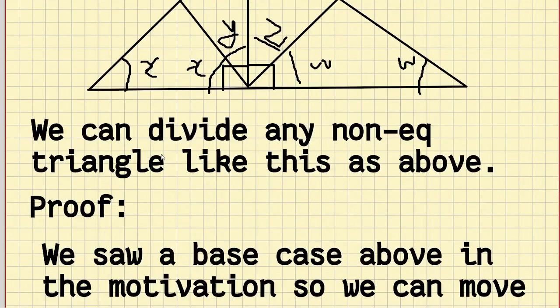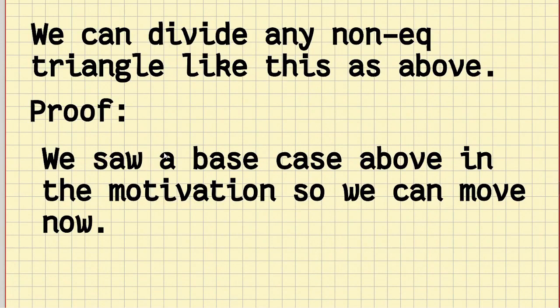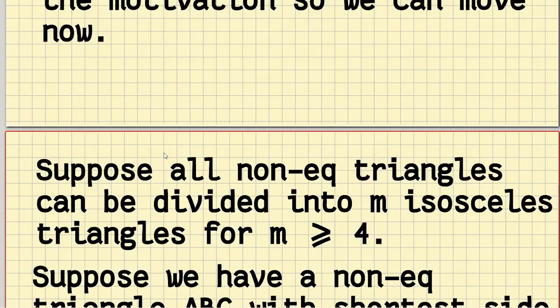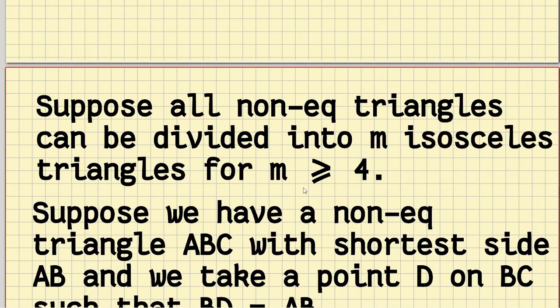Build induction. So we saw a base case above, right? And we will try to prove it in an inductive way. Suppose all non-equilateral triangles can be divided into m isosceles triangles for some m greater than 4. Strong induction here. For some m greater than 4, right? And suppose we have a non-equilateral triangle ABC with shortest side AB. So see, first I told you by assuming that all non-equilateral triangles can be divided into m isosceles triangles for which m is greater than 4.